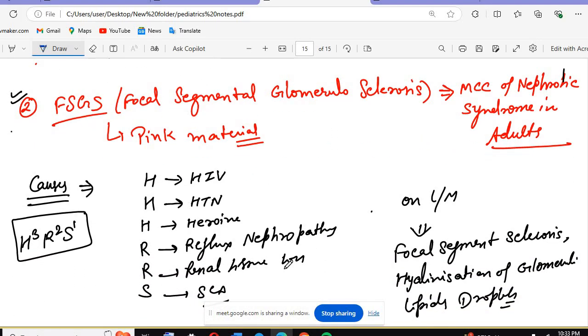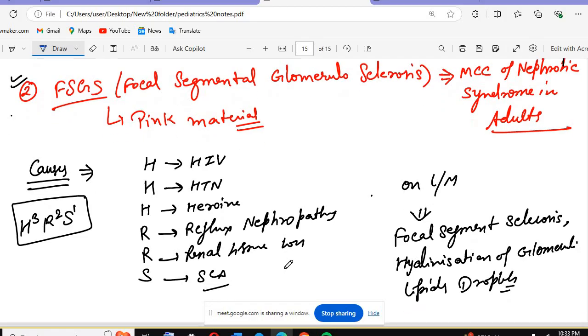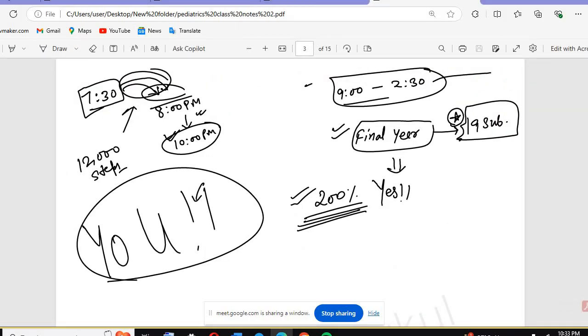Then we have focal segmental glomerulosclerosis. That is the most common cause of nephrotic syndrome in adults. Sclerosis means pink material would be there. The causes are HIV, hypertension, heroin, reflux nephropathy, renal tissue loss, and sickle cell anemia. On light microscopy, you are going to see focal segmental sclerosis, hyalinization of the glomeruli, and lipid droplets.